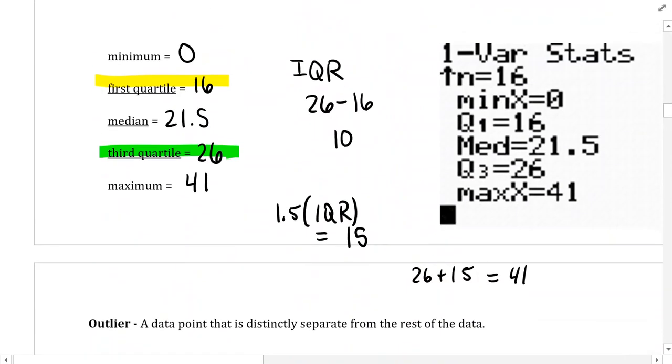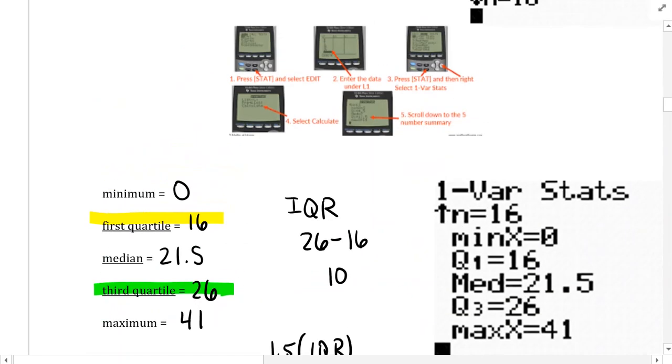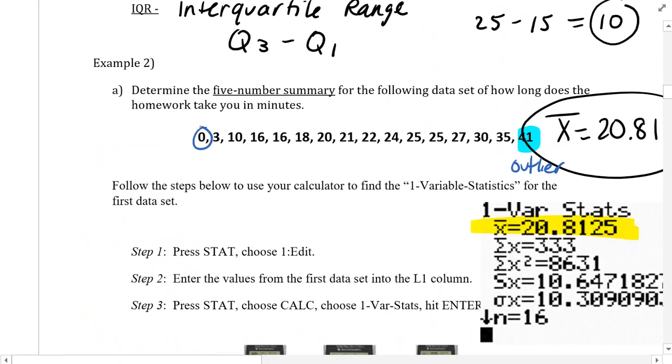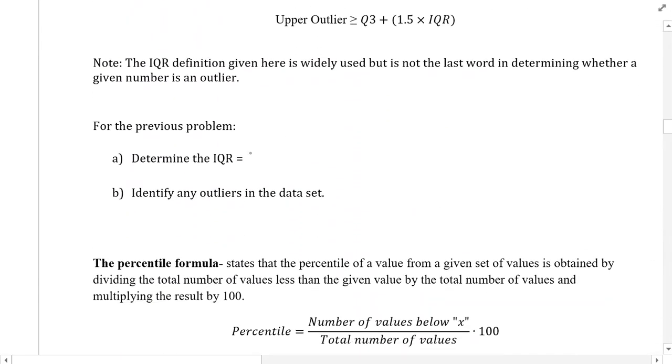And on the other side, 16 minus 15 is 1. So 0 is an outlier as well. This problem had 2 different outliers. So our IQR was 10, and both 0 and 41 are considered outliers by this definition.